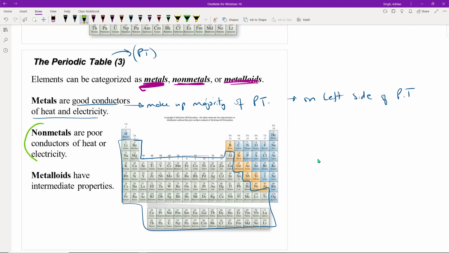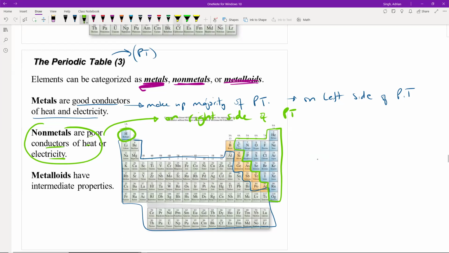Non-metals, in contrast to metals, are poor conductors of heat and electricity, and they are found generally on the right side of the periodic table. Okay, so we have everything here that's highlighted in green. And then you'll notice there's one that kind of sticks out, hydrogen over on the left side. So generally they're found on the right side of the table.